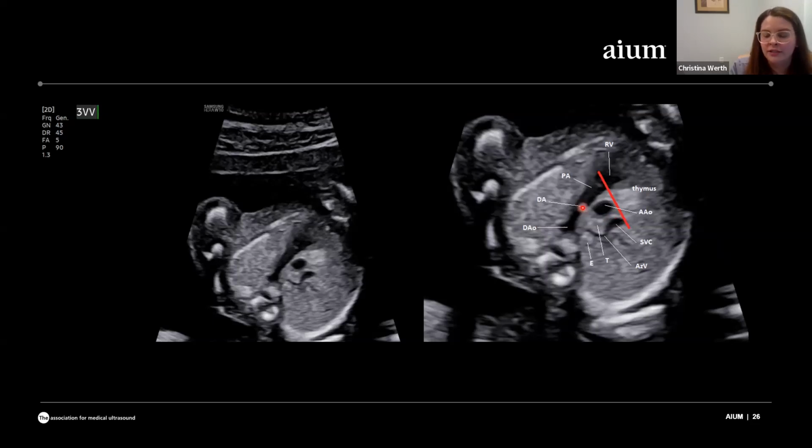Other than those three vessels, we want to pay attention to anything else in the picture. So sometimes you may have more vessels, sometimes you may have other structures. So just kind of taking a look around, we want to look at the whole image, make sure we're telling the entire story. So you can see a little bit of thymic tissue up here in the anterior portion of the chest. You can see the spine back here. You can see the trachea here, and you can see the esophagus. You also sometimes can see a little azygous vein coming off the SVC.